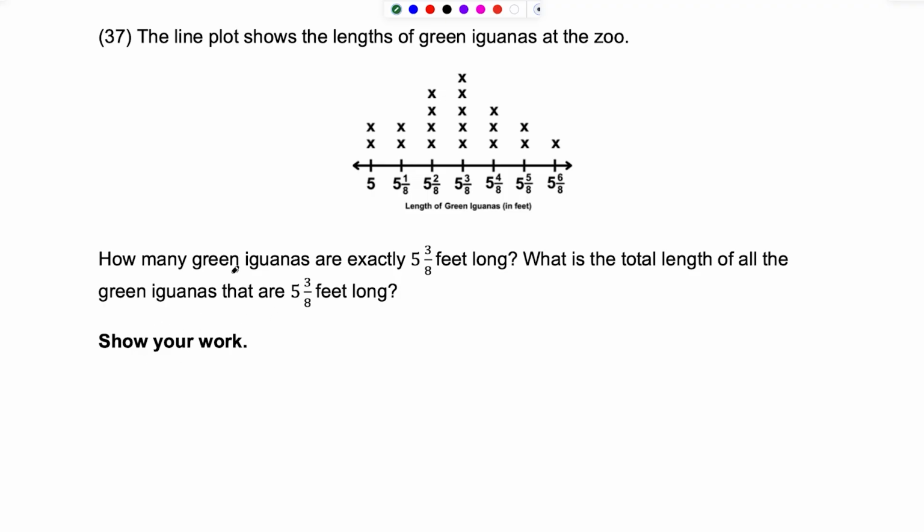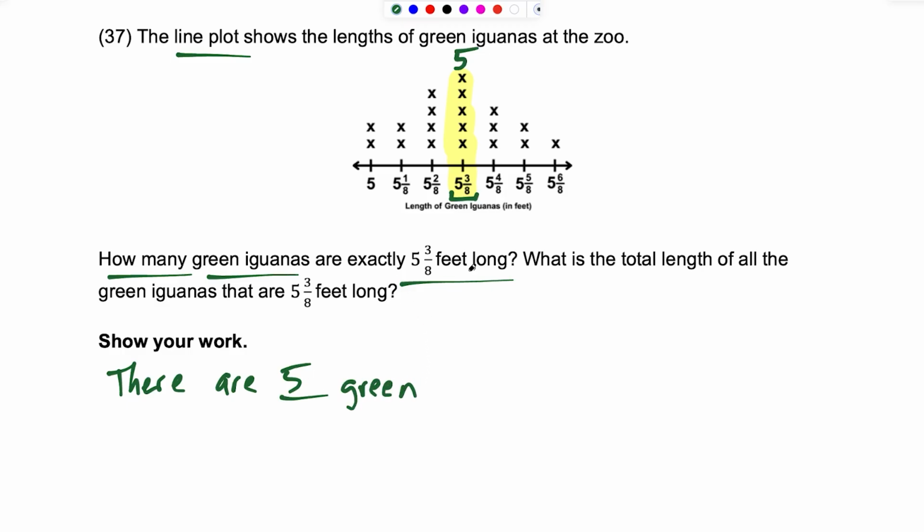So for the first part of this question, we want to know how many green iguanas are exactly 5 3/8 feet long. So we look to the line plot and we find 5 3/8, and here it is. And then we look above at this column and count the number of X's. So there are 1, 2, 3, 4, 5 X's here. And that tells us that there are 5 green iguanas that are 5 3/8 feet long.